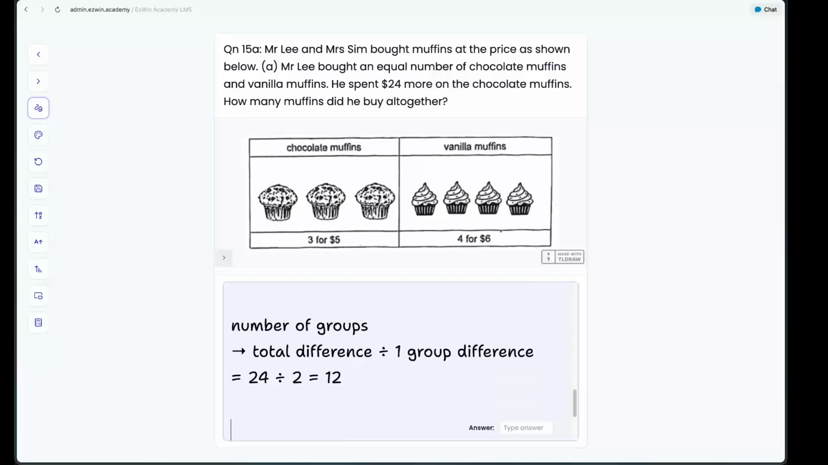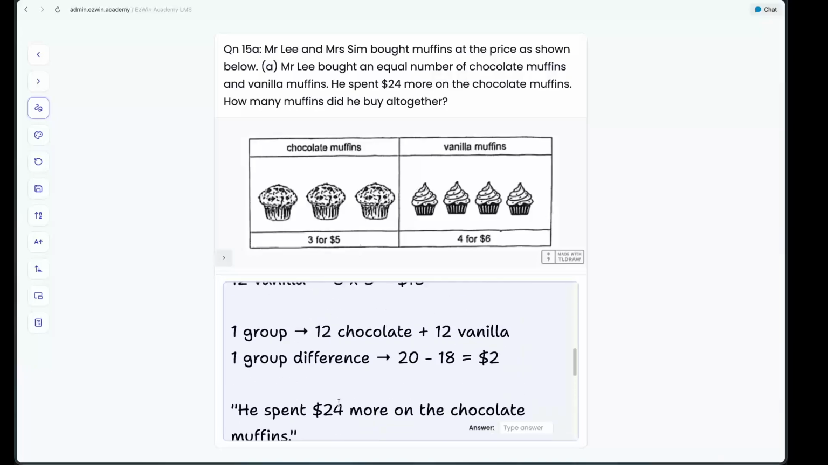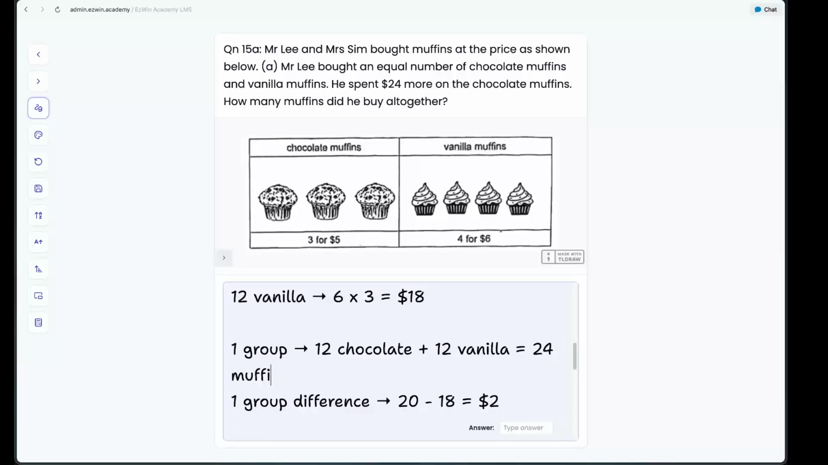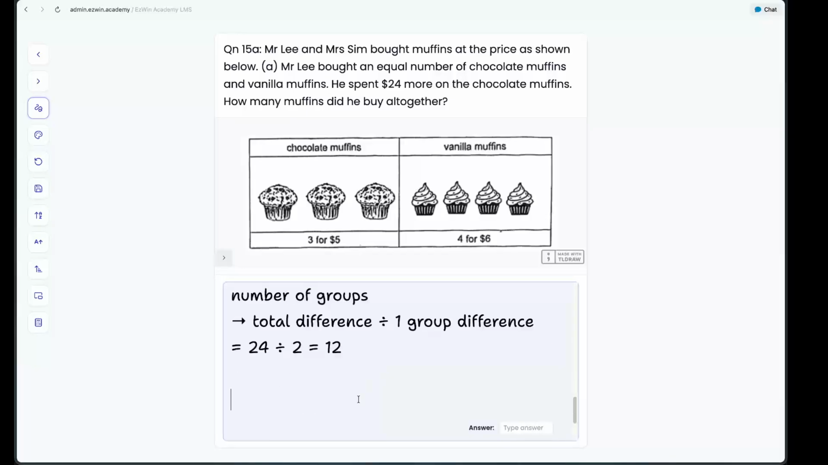So how many muffins did he buy altogether? So one group is 12 chocolate and 12 vanilla, which is 24 muffins. So that means for 12 groups is equal to 12 times 24, and this will give us 288 muffins. There you go. So that's the answer.